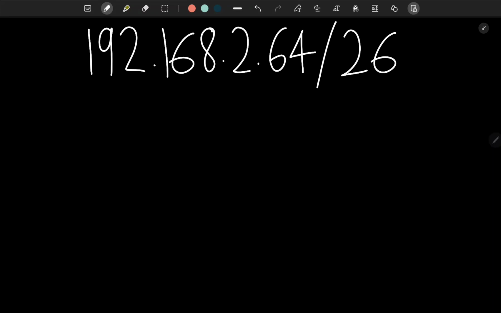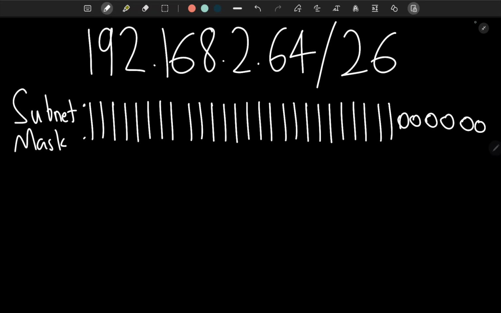So the first step is to convert this from decimal to binary. Here, what 26 means is just that we have 26 ones and the rest are zeros. There are 32 bits in total, 26 are ones and the rest are zeros. So this is how you convert the subnet mask to binary. Let's say this was 24. Then 24 would be just removing these two extra ones and replacing them with zeros. So in our case it's 26.